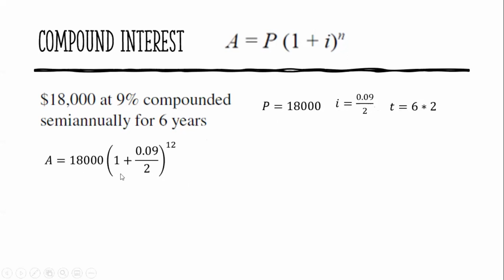It's the 1,800, 1 plus, I'm going to take now the 0.9 and divide it by 2. So what my I is, I'm going to raise that to the power of 12. Exactly what you just said.